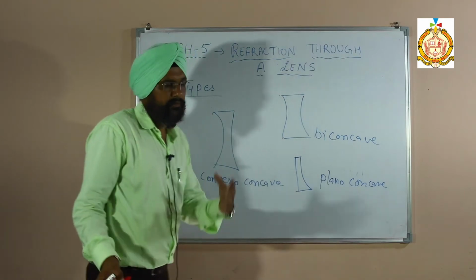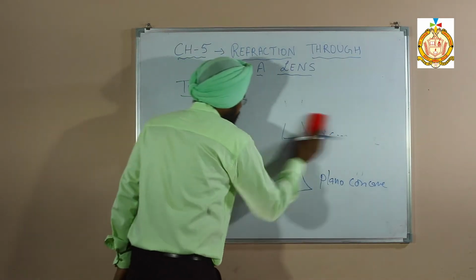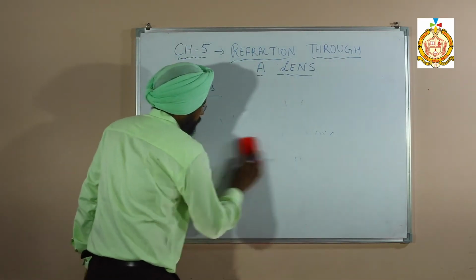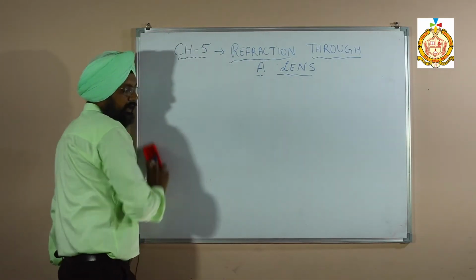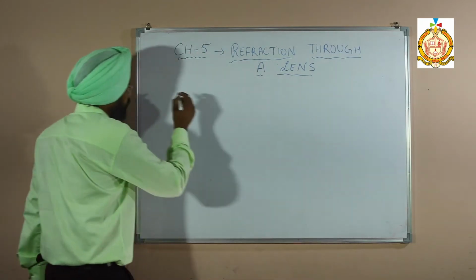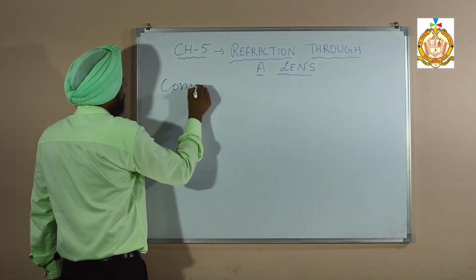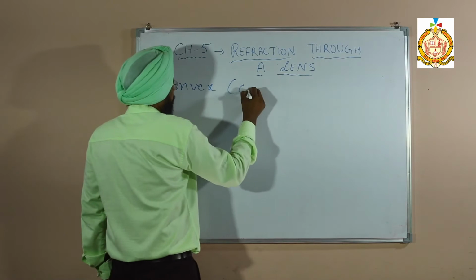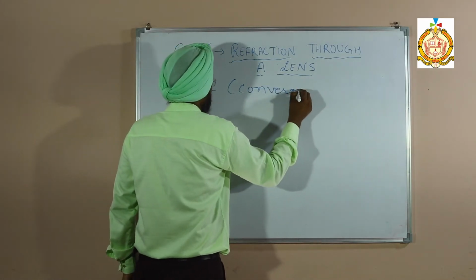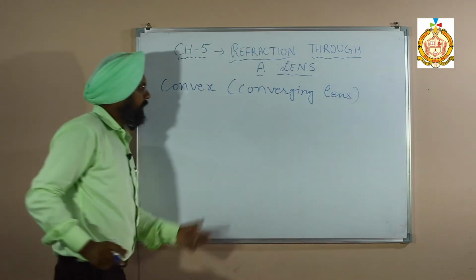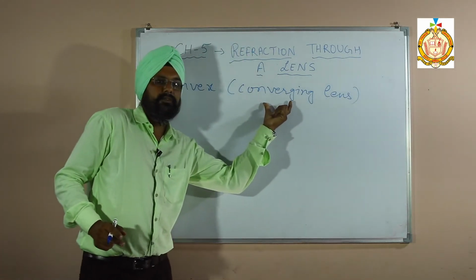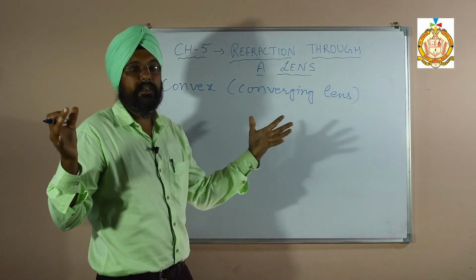What is another name of the convex lens? It is a converging lens. Do you know why it is called a converging lens? The question will arise that the convex lens's other name is converging lens. Why is the convex called converging? It converges the rays.